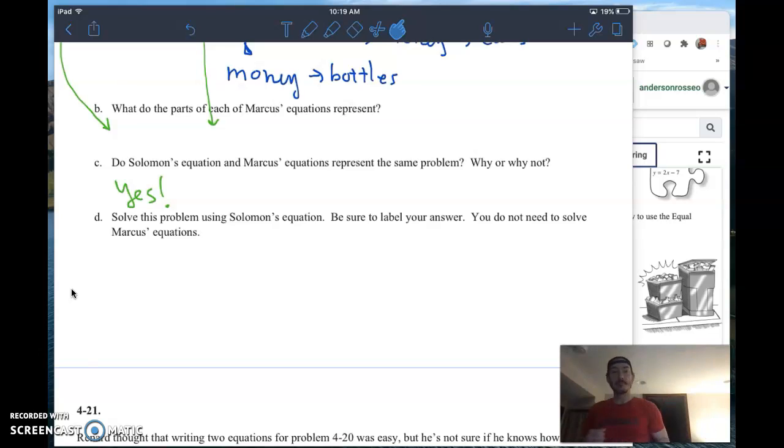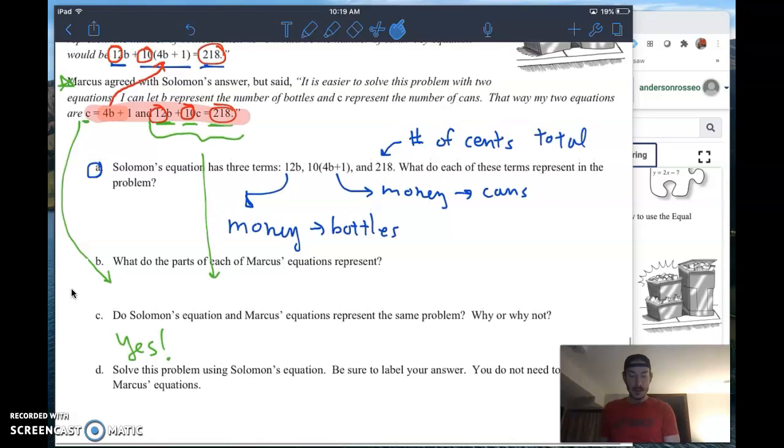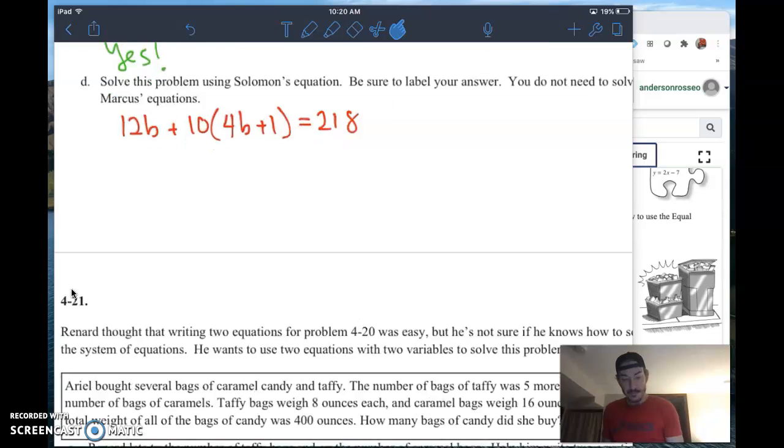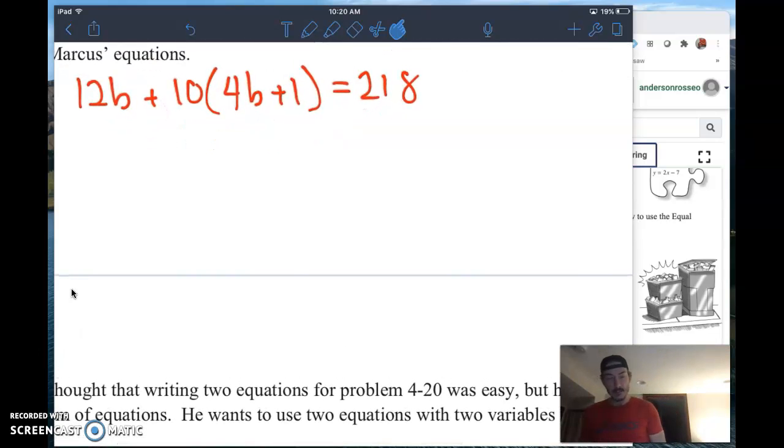Okay. Part D says, solve this problem using Solomon's equation. Be sure to label your answer. You do not need to solve Marcus's equation, okay? I remind you that Solomon's equation is going to be 12b plus 10 times 4b plus 1 equals 218. So let's go ahead and use our rules of algebra to solve this. I'm going to zoom in and give us a little more space. If you need to pause and do some solving here, you can definitely do that.